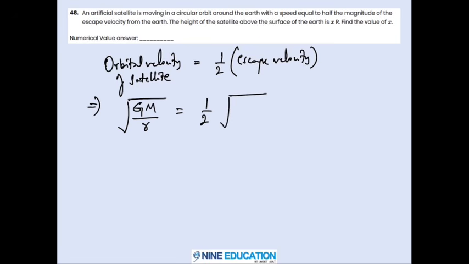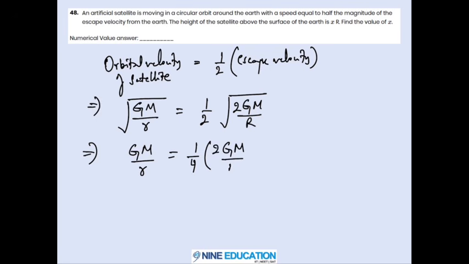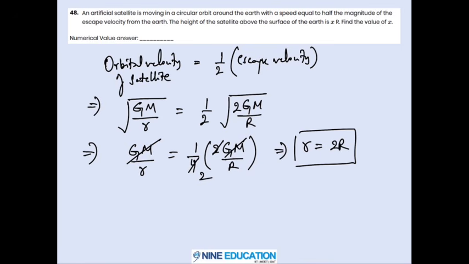That is basically 2 capital G capital M by capital R. Yes, is this correct? Now square on both sides. G capital M by R is equal to 1 by 4 into 2 capital G capital M by capital R. GM cancel, and this 2 also cancels. So you'll get small r is equal to 2R. That means the orbital radius is 2R from the center of the planet.